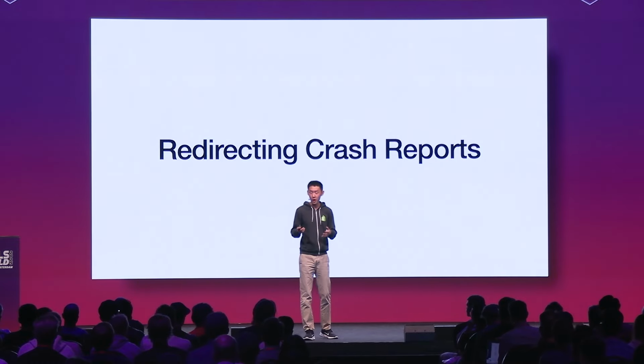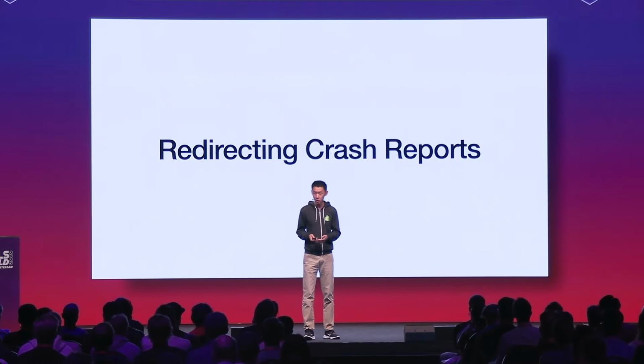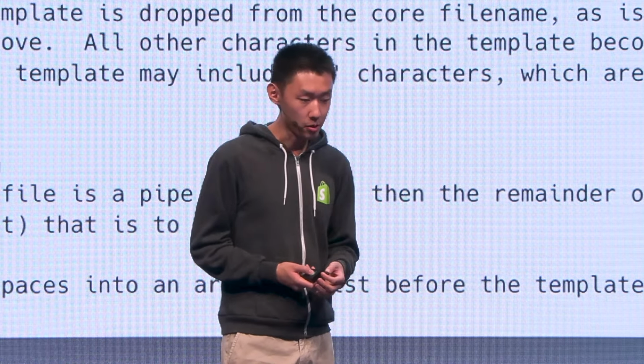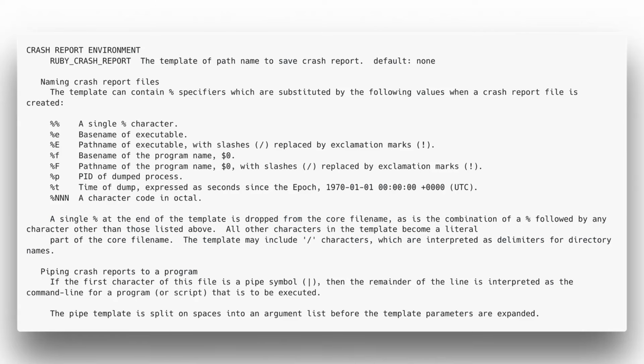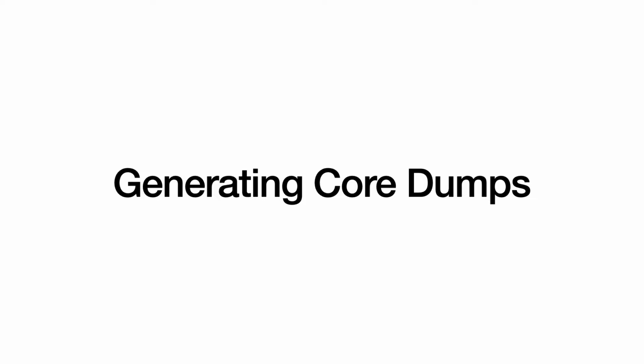So normally, this crash report outputs to standard error. However, as of Ruby 3.3, you can also redirect this crash log into a file. The Ruby crash report environment variable is documented in the Ruby man pages and explains how to add specifiers to the file name for timestamps or the process ID in the generated crash log.